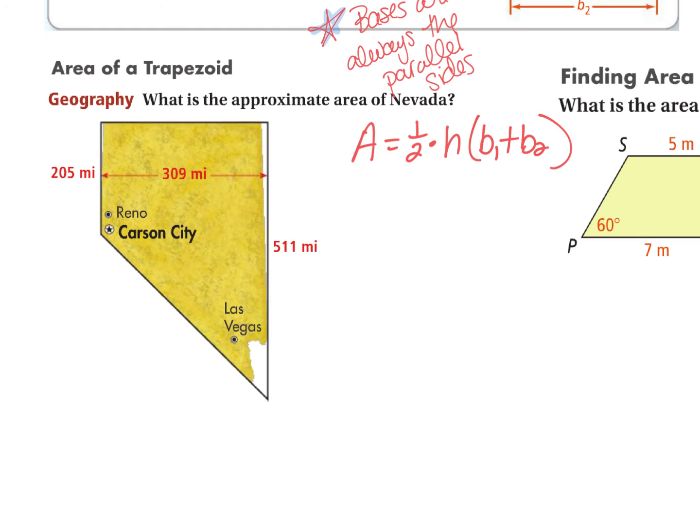Alrighty, so what would our height be? So our height on this one is 309. That's the distance between the two bases. So that's going to be 309, parentheses. Our bases are these two lines, the parallel sides. So that would be 205 plus 511.